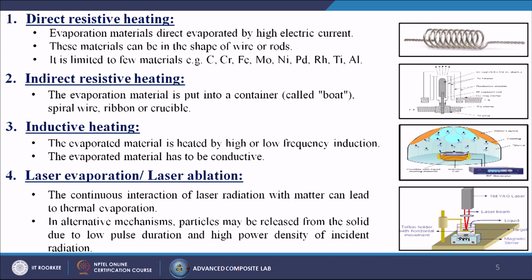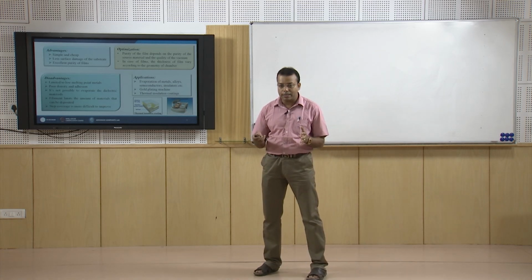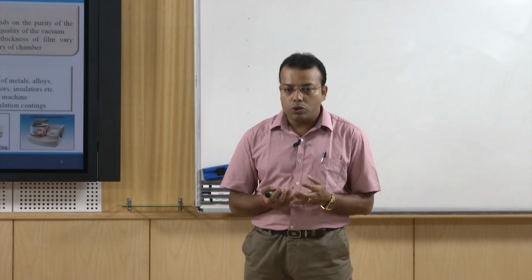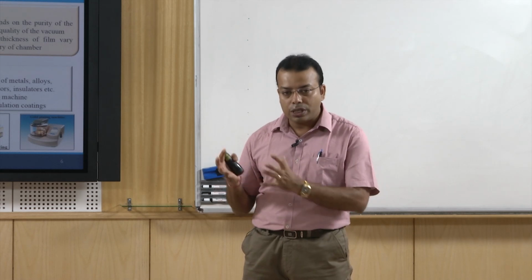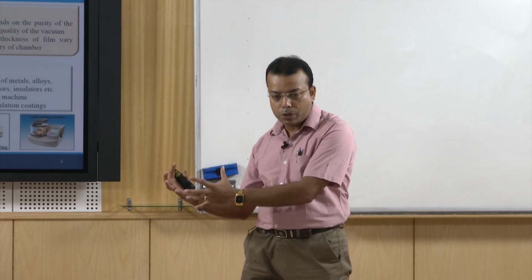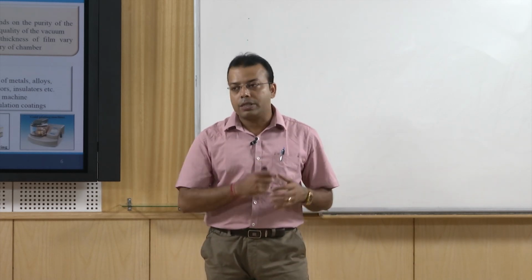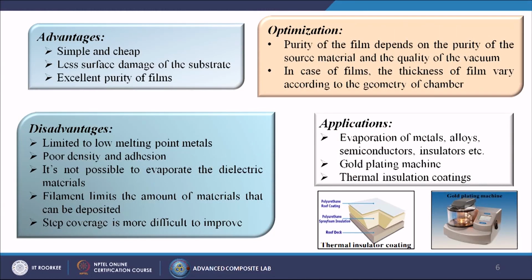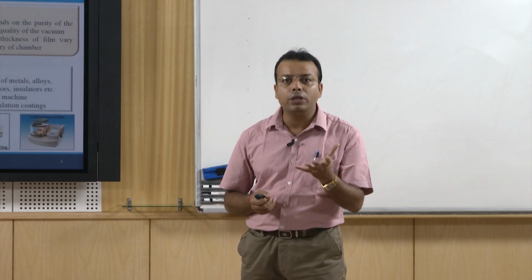So, what are the advantages? The first is that it is a very simple and cheap method, with less surface damage of the substrate and excellent purity of the films, because there is some direct method and some indirect method. Anyhow, we are not going to harm our target materials. We are giving the energy to the source material, so that the source material can come into the vapor form and simply deposit onto your target material or substrate material. Then there are certain disadvantages also: limited to low melting point metals, poor density and adhesion, because we are giving a certain heat to that particular material.